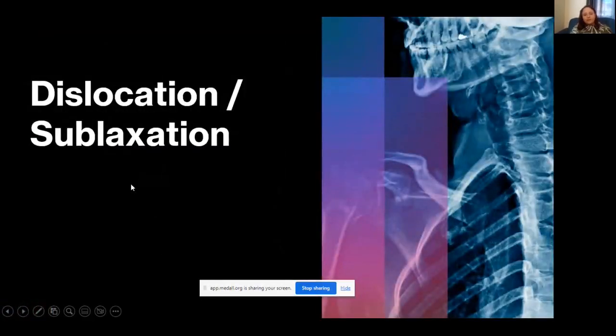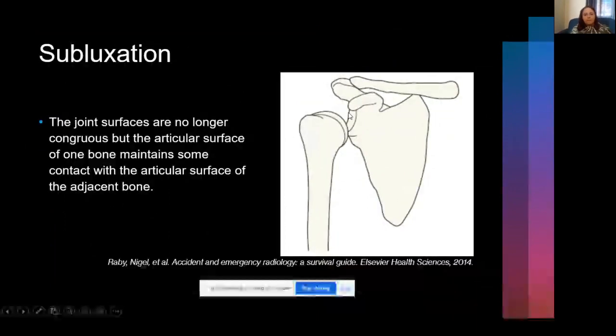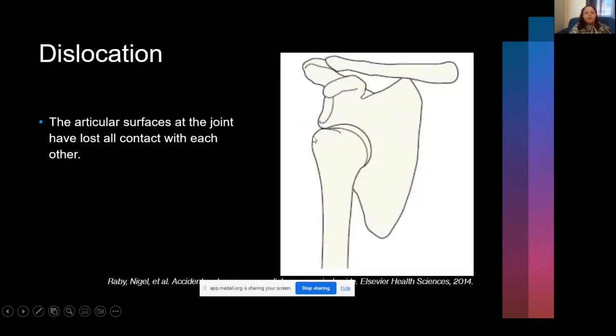Dislocation and subluxation of the joints. This diagram shows normal articulation between the two parts of the joint, with normal continuity between the two articular surfaces. When there is partial loss of the continuity between the articular surfaces, it's called a subluxation. Where there is complete loss of articulation between the articular surfaces, it's called dislocation.